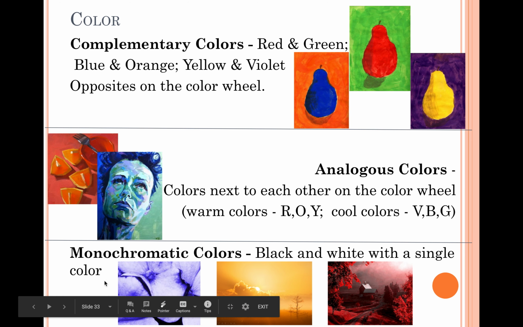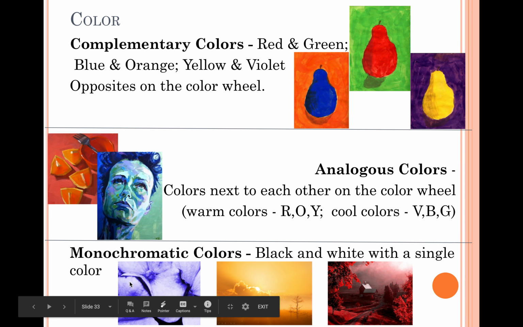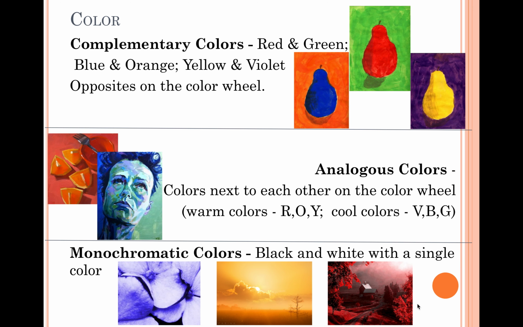Okay, monochromatic, mono means one, so a single color with black and white. So we've got three monochromatic photographs to look at here. This one is using white and black with violet. We've got white and black with kind of a yellow-orange color, or yellow, and then we've got white and black with red. So everything in the picture is based on one single color.